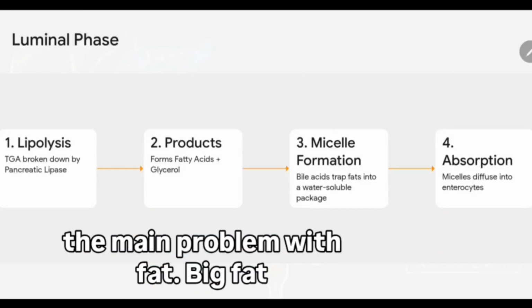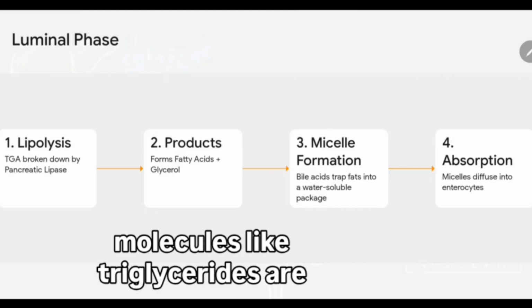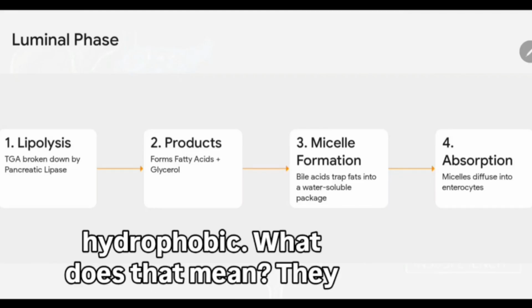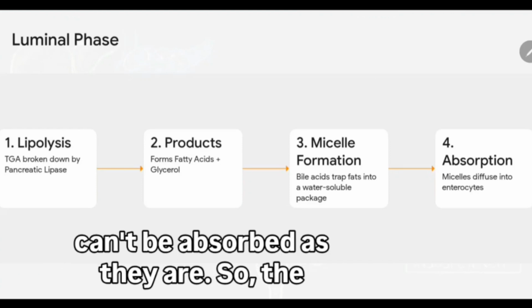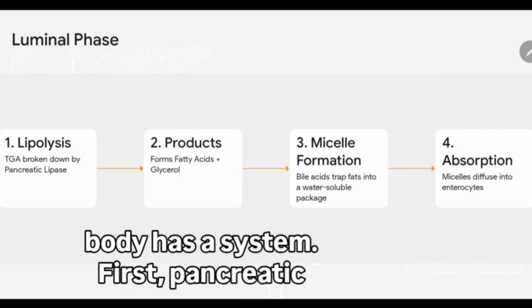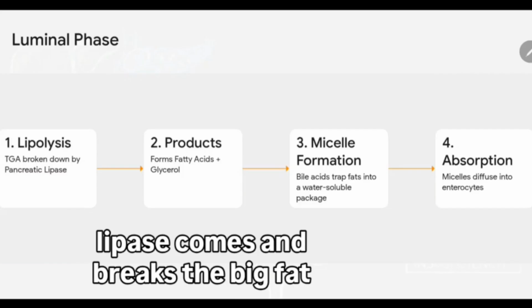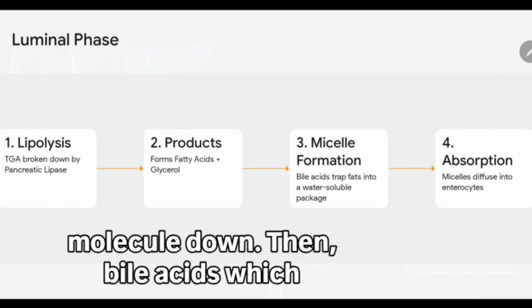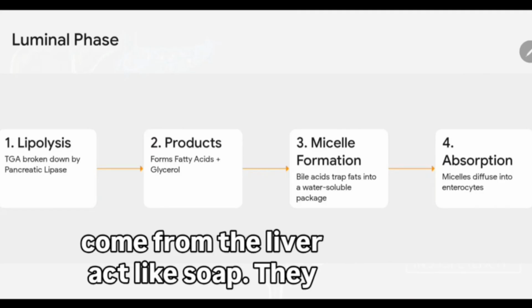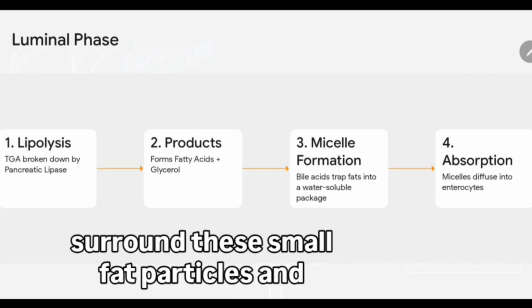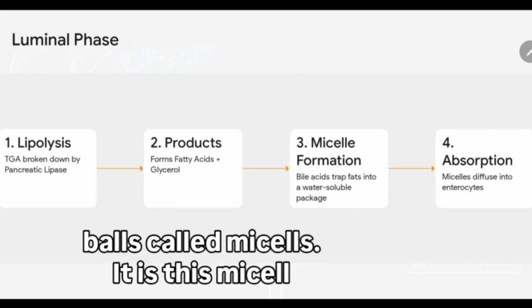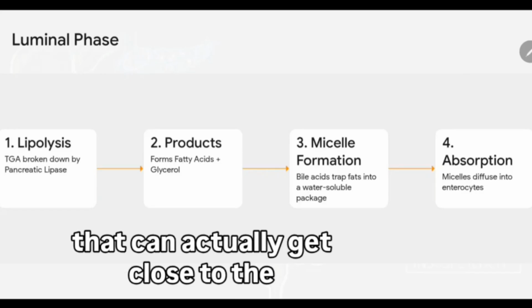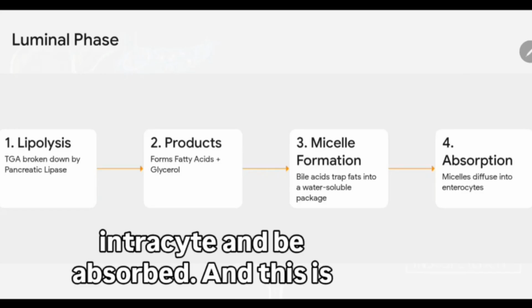Now here's the main problem with fat. Big fat molecules like triglycerides are hydrophobic. What does that mean? They hate water. They won't dissolve, so they can't be absorbed as they are. So the body has a system. First, pancreatic lipase comes and breaks the big fat molecule down. Then, bile acids, which come from the liver, act like soap. They surround these small fat particles and package them into these water-soluble balls called micelles. It is this micelle that can actually get close to the enterocyte and be absorbed.